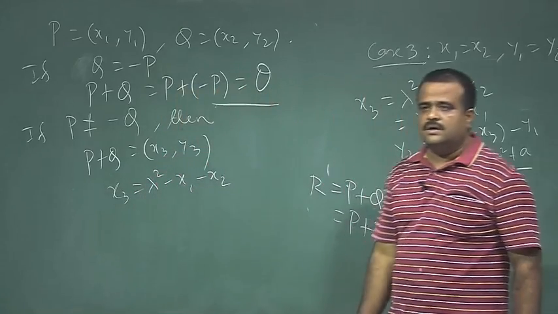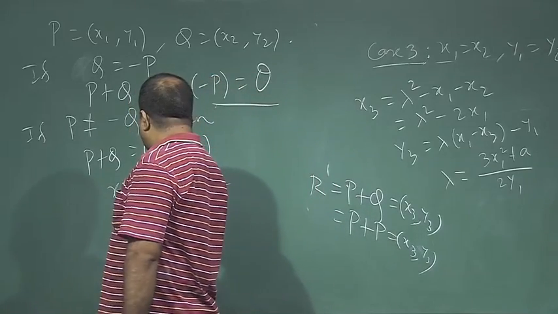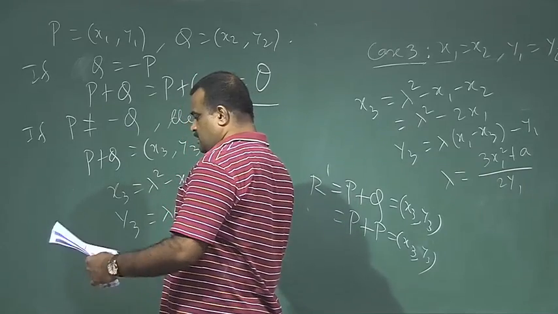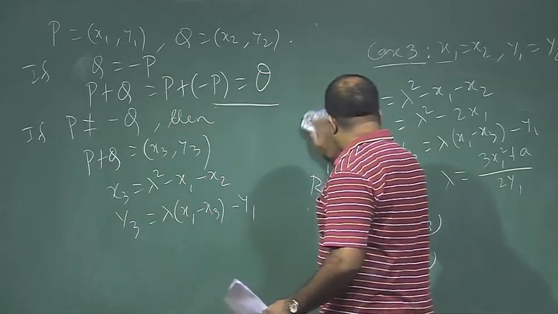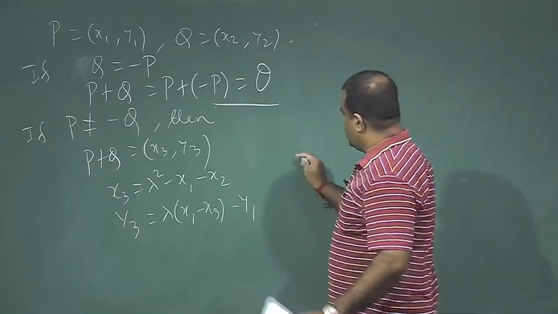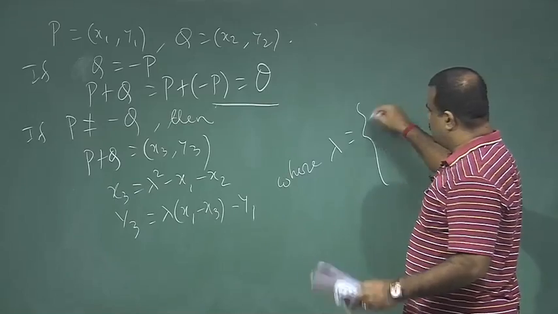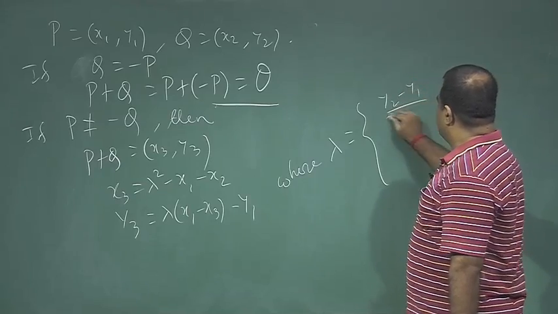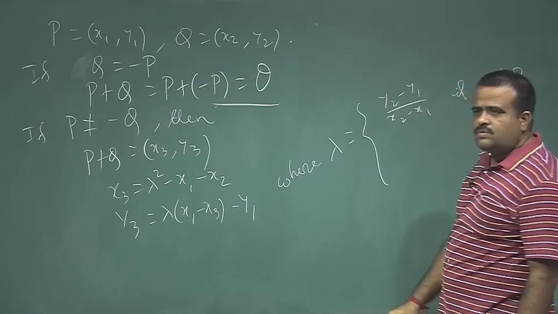This is coming from the sum of the 3 roots, and this y3 is equal to lambda into x1 minus x3 minus y1, where lambda is basically, if it is a chord, then lambda is y2 minus y1 by x2 minus x1 if P not equal to Q, and if P is equal to Q, then it is a tangent.